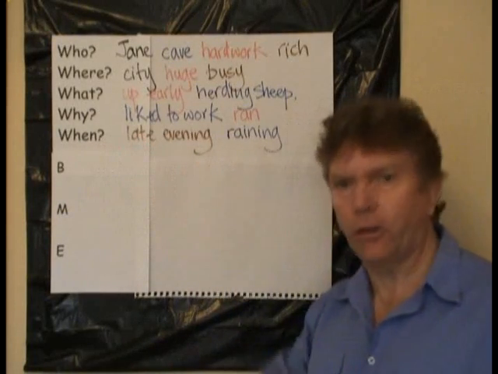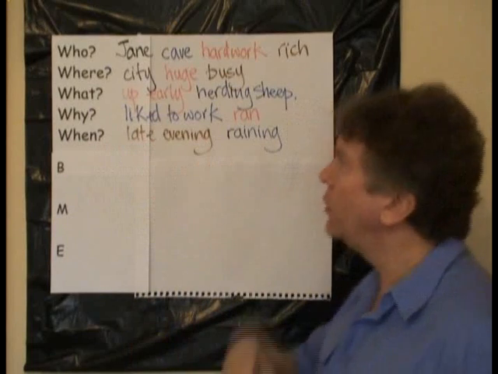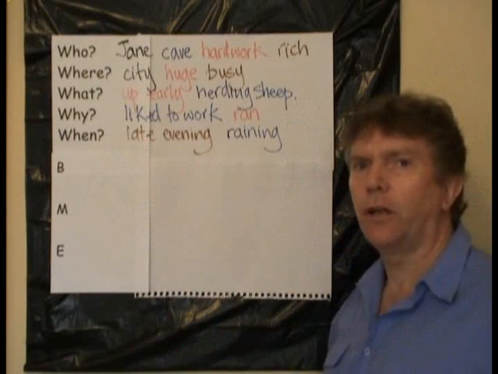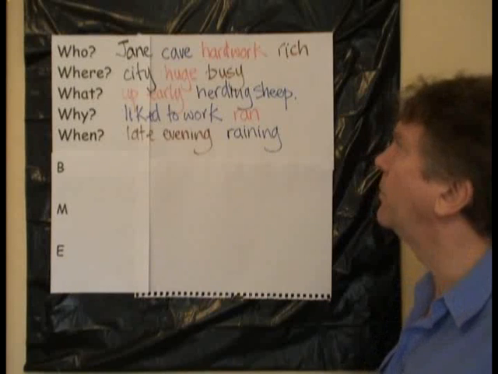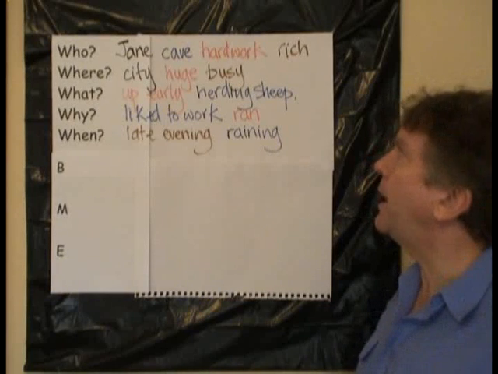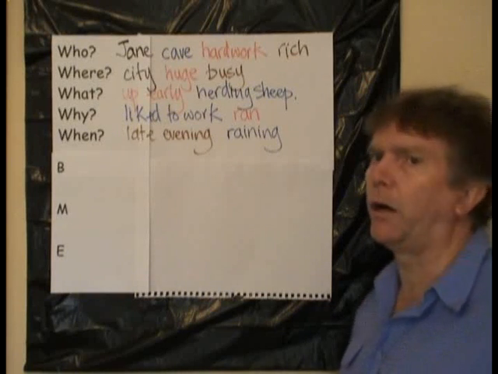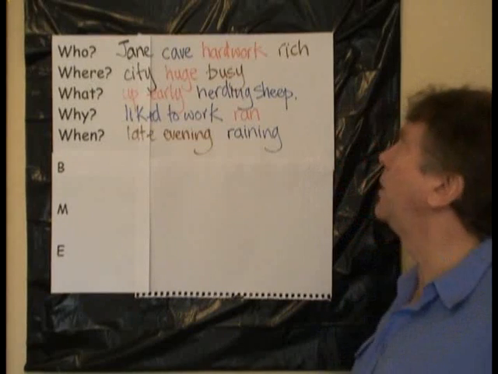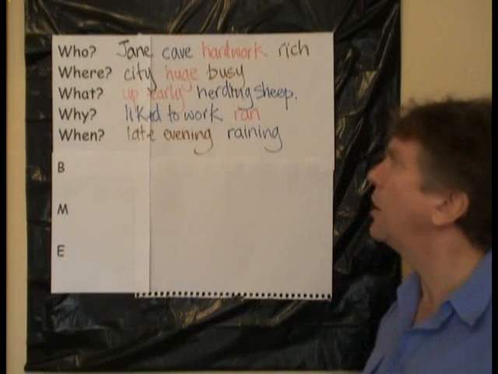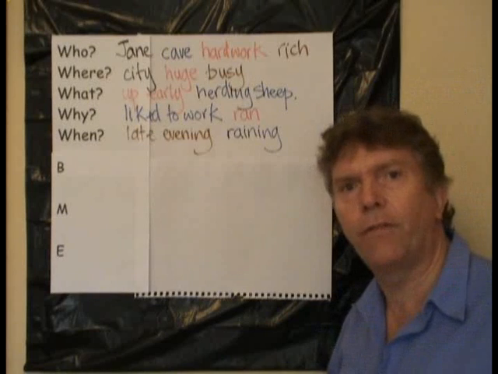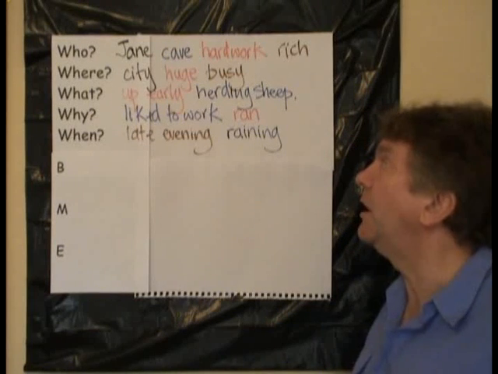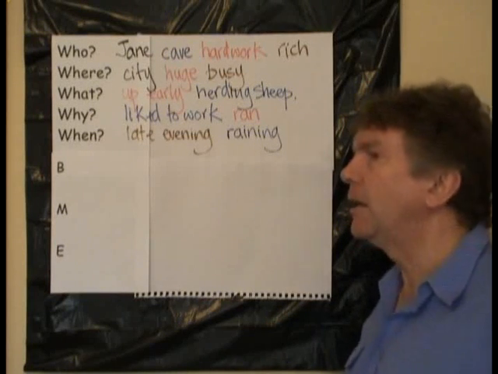So straight away, just by taking the story, turning it on its head, you've got this as a part of the story. Jane lived in a cave and always worked hard, and for all of her hard work, she found that she was rich. Right beside where she lived there was a city, a huge city, where everyone was busy.